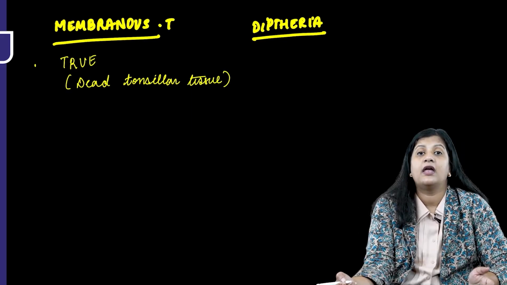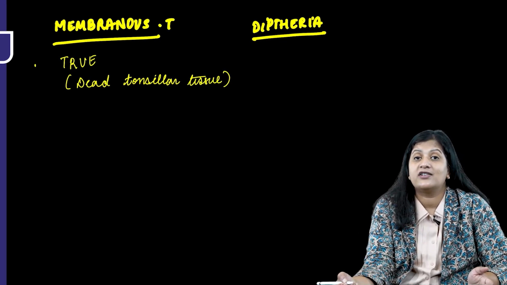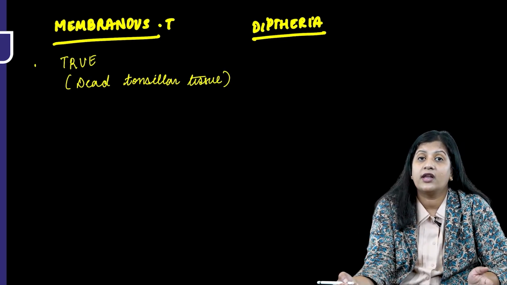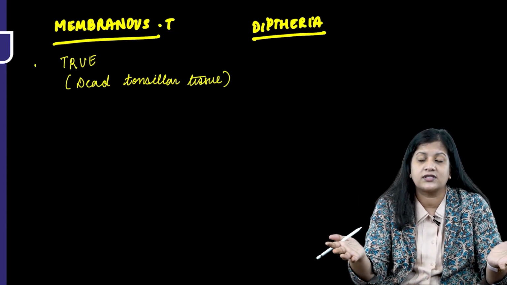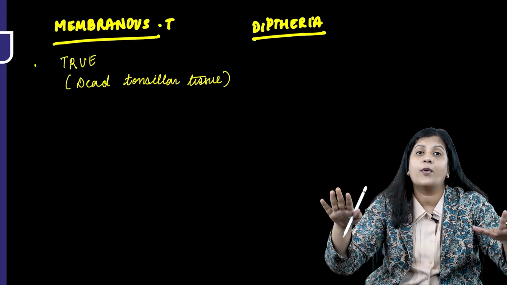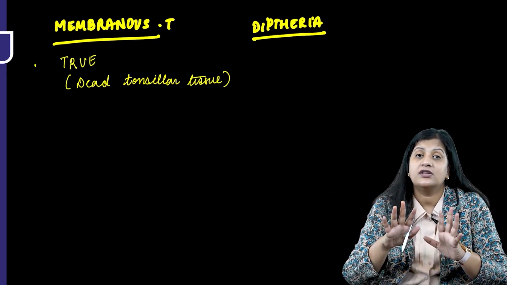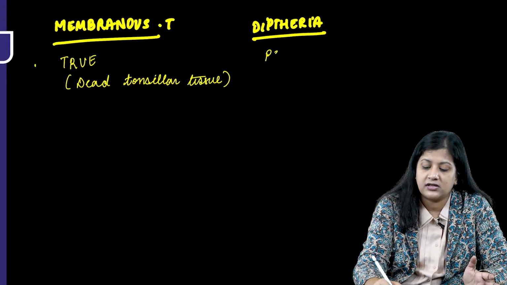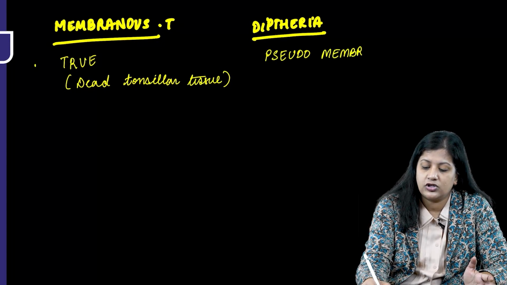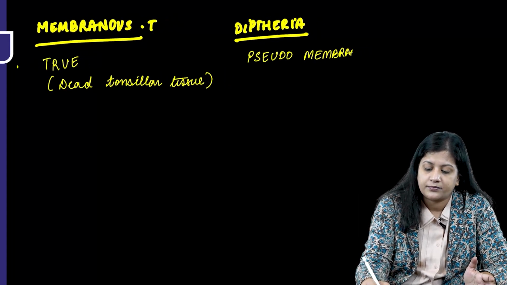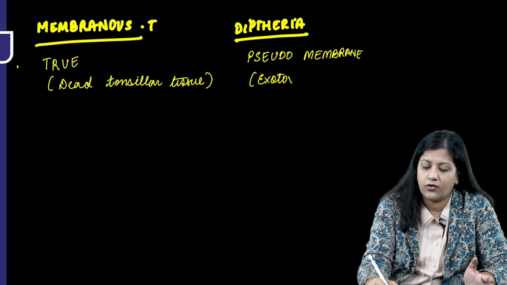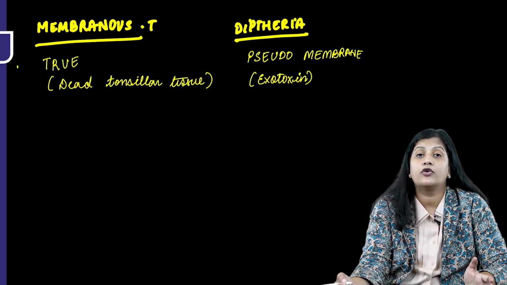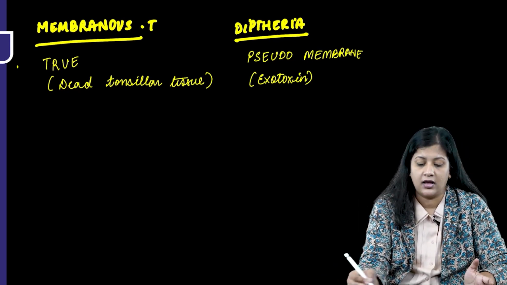Here's the explanation. Diphtheria is because of an exotoxin liberated by Corynebacterium diphtheriae. So this Corynebacterium will liberate an exotoxin. This exotoxin will go and form a membrane on the tonsil. So it is not a true membrane, but it is a pseudomembrane, because it is not coming from the tonsillar tissue, but it is coming from the exotoxin of the bacteria. So it is not a true membrane, it is a pseudomembrane.